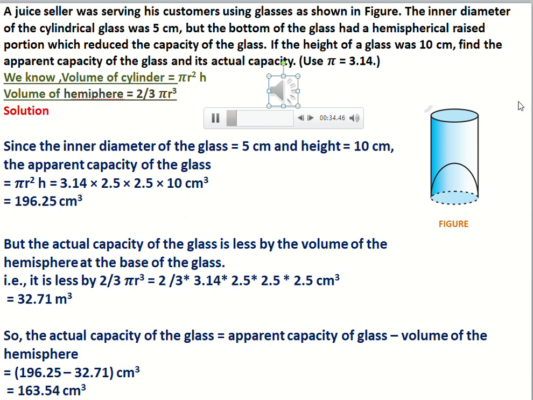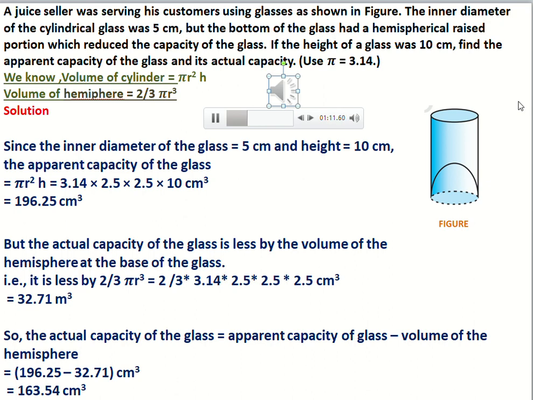If the height of the glass was 10 cm, that is h equals 10 cm, find the apparent capacity of the glass and its actual capacity. What is apparent? Apparent is that which seems to be real or true but may not be true. So that is the apparent capacity of the glass, because inside the actual glass there is also a hemisphere raised. So the actual capacity will differ because of the hemisphere.